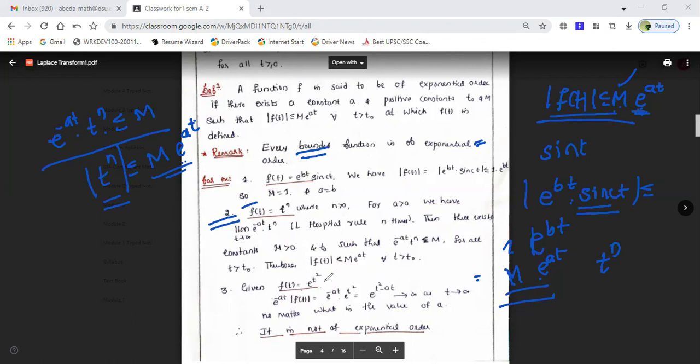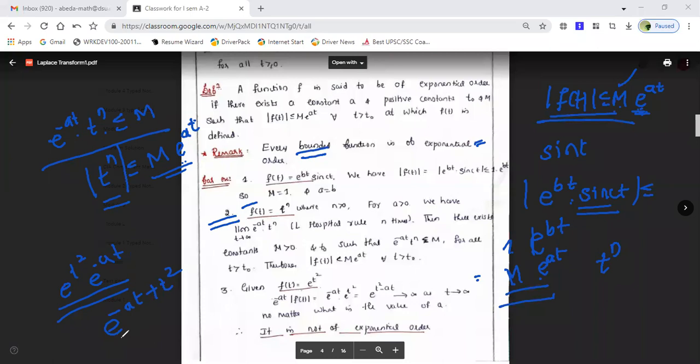But you see now this example, e to the power t square. If I take e to the power t square and multiply this with e to the power minus at. Why am I multiplying this with e to the power minus at only? Because the Laplace transform definition says we have to go with e to the power minus st, where my s is a here. That's it. So I'm multiplying this. Then I'll get here e to the power minus at plus t square.